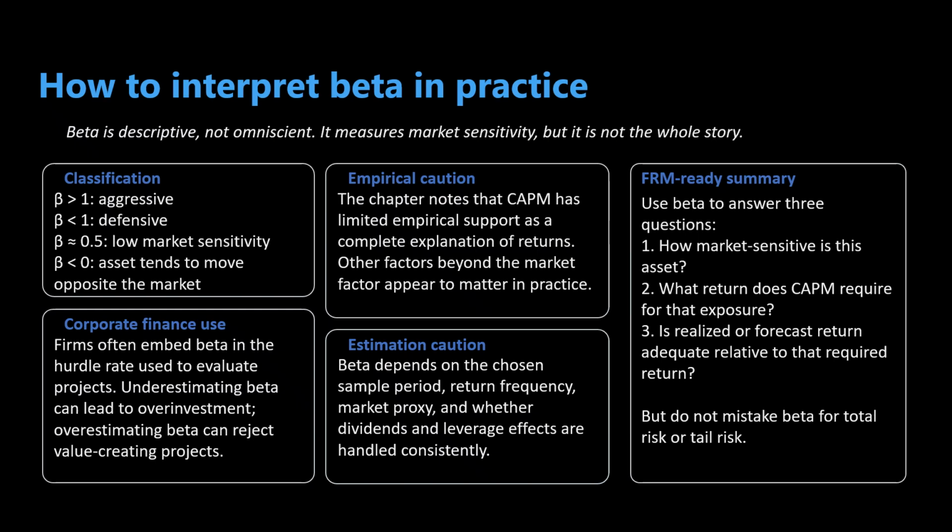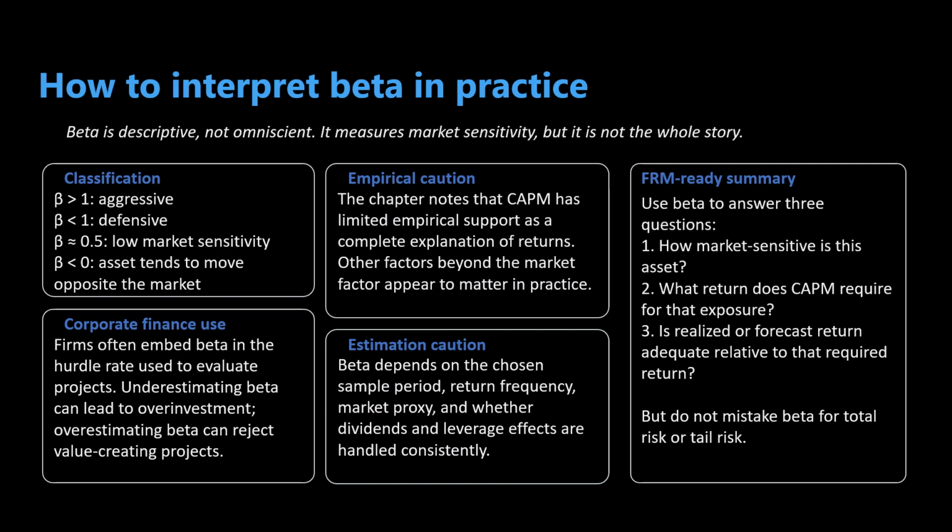Now let's see the use of beta in corporate finance. Beta plays, of course, a central role beyond portfolio management. Companies embed beta into their hurdle rates for capital budgeting decisions. The cost of equity derived using the capital asset pricing model is used to discount future project cash flows.